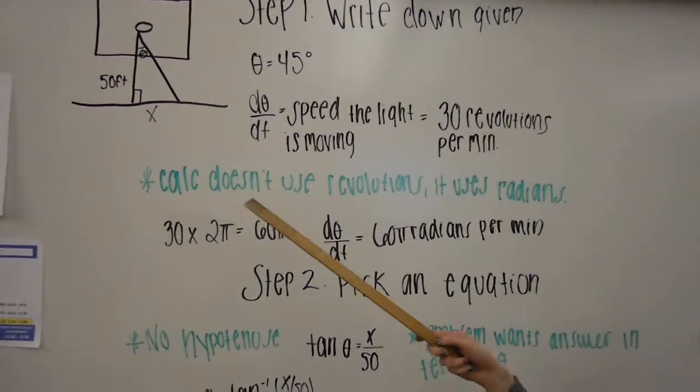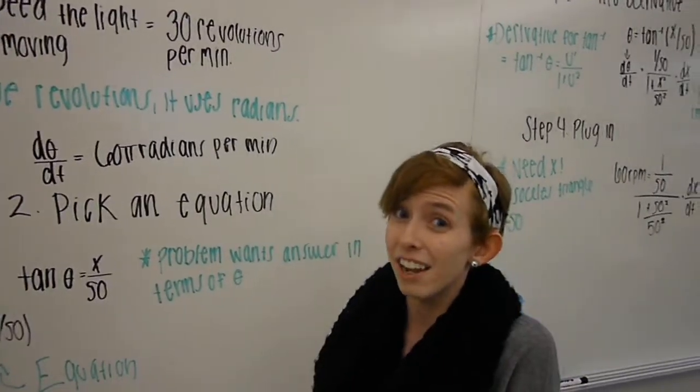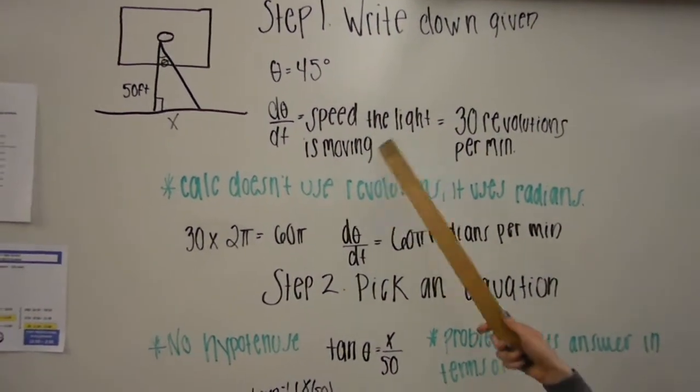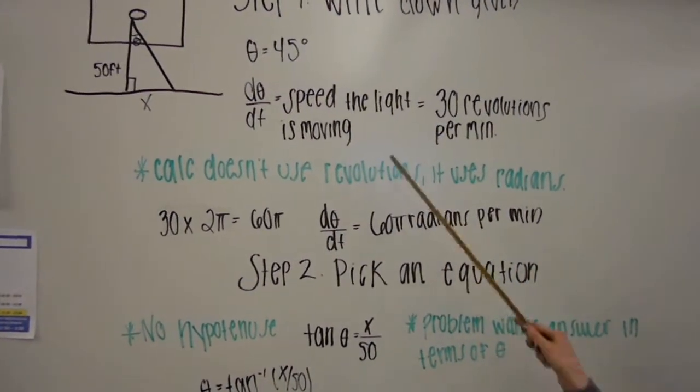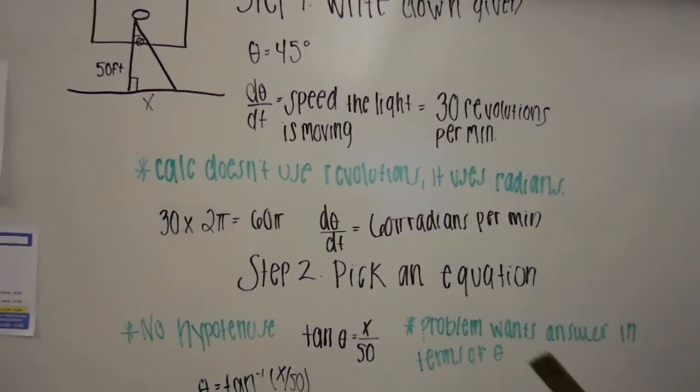Now you might think, okay, why didn't you just put that as 45 degrees? It's because it's changing. It's not constant. So you're not allowed to put it there, okay? Now also they gave us d theta dt. That's the speed the light is moving, which is 30 revolutions per minute.